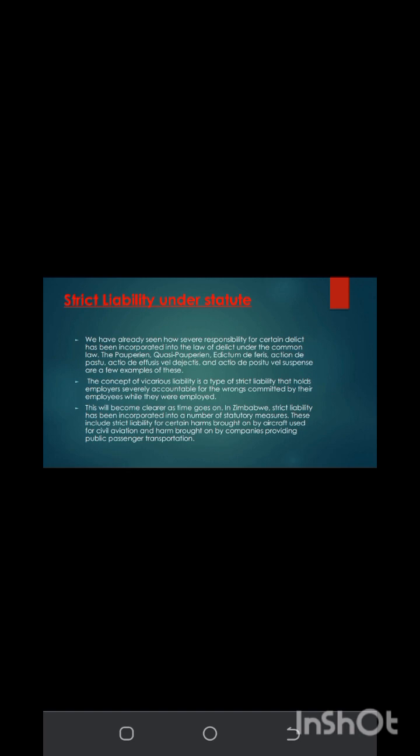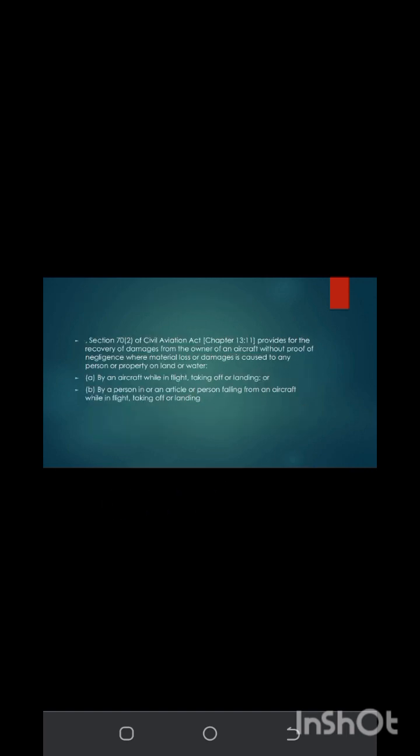In Zimbabwe, strict liability has been incorporated into a number of statutory measures. This includes strict liability for certain harms brought on by aircraft used for civil aviation and harms brought on by companies providing public passenger transportation. Section 72 of the Civil Aviation Act 18(1) provides for the recovery of damages from the owners of an aircraft without proof of negligence where material loss or damage is caused to any person or property on the land or water by an aircraft while in flight, taking off or landing, or by a person or an article falling from an aircraft while in flight, taking off or landing.